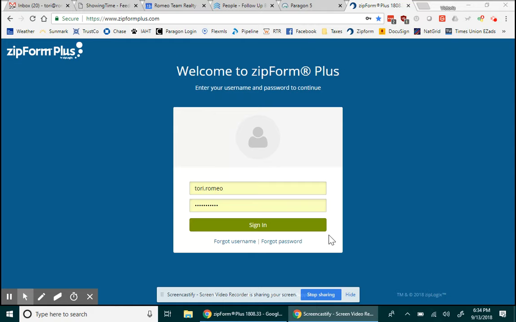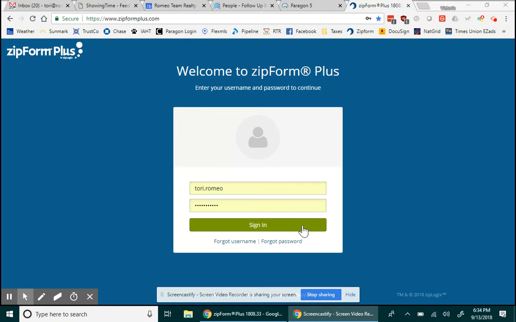When you joined Romeo Team Realty, you should have gotten an email with a new username for the brokerage account of ZipformPlus. The reason this is important is because all of the company templates are going to be saved in there. So you never need to ask, hey, Tori, what documents do I need for XYZ? The first time you log in, it should be your full first name dot your full last name, and then hit forgot password to get the link sent to your email and create your login password.